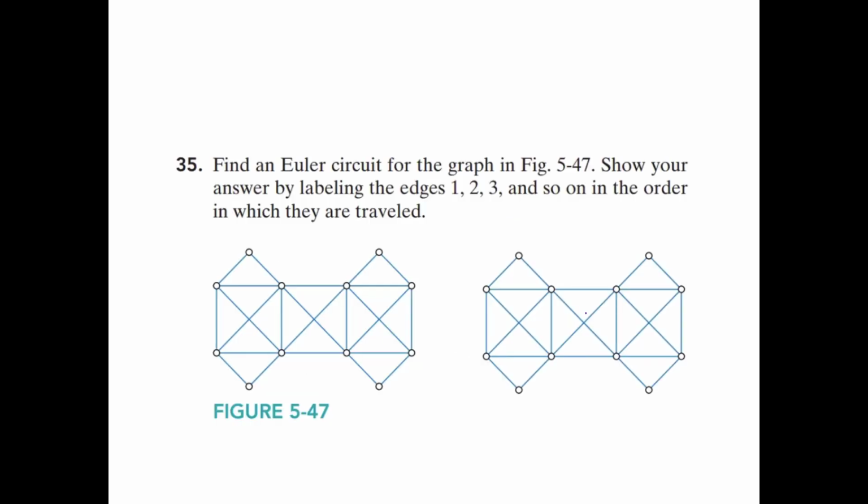Okay, so find an Euler circuit for the graph in figure 547. Show your answer by labeling the edges 1, 2, 3, 4, and so on in the order in which they are traveled. Okay, so the problem is telling us to find an Euler circuit. I would not ask you to do something that you can't do, so there's no need to go through and test that all the vertices are even. They have to all be even in order to find an Euler circuit.